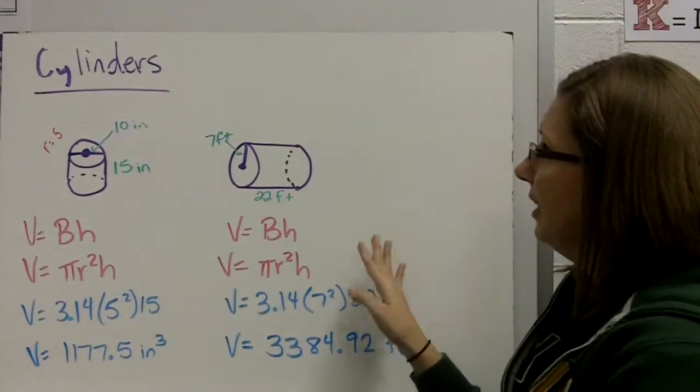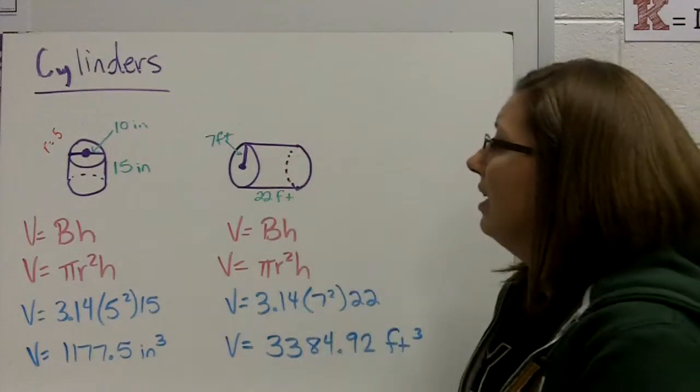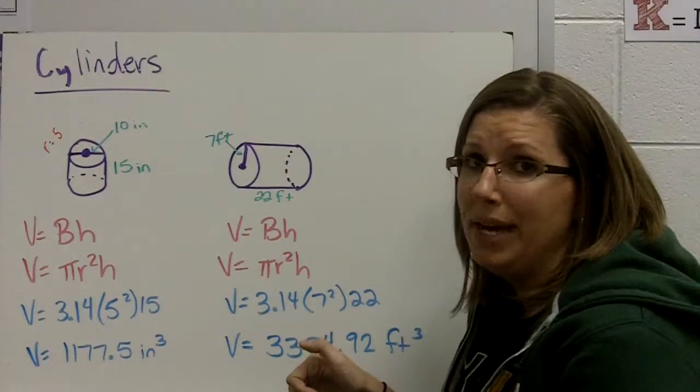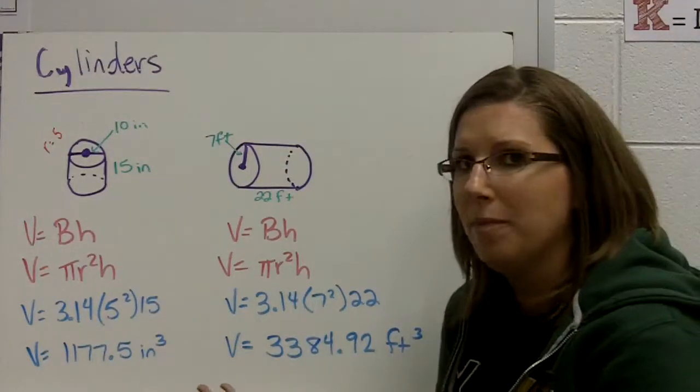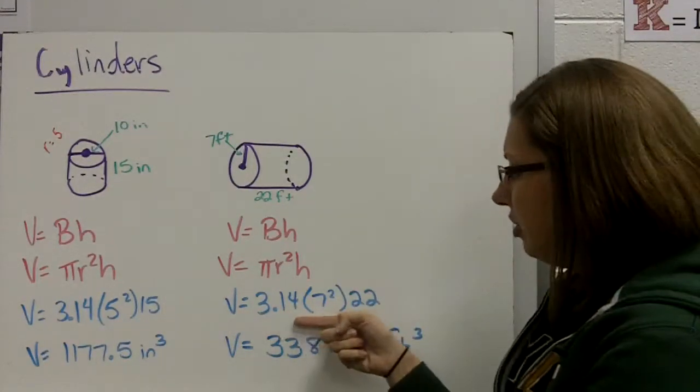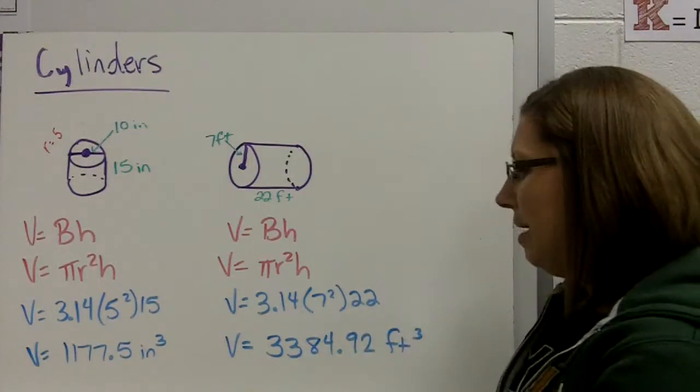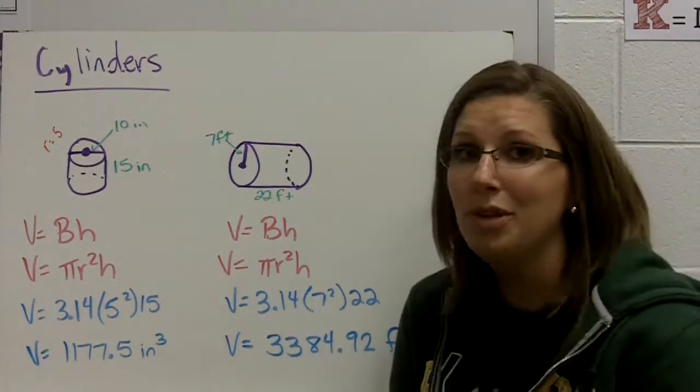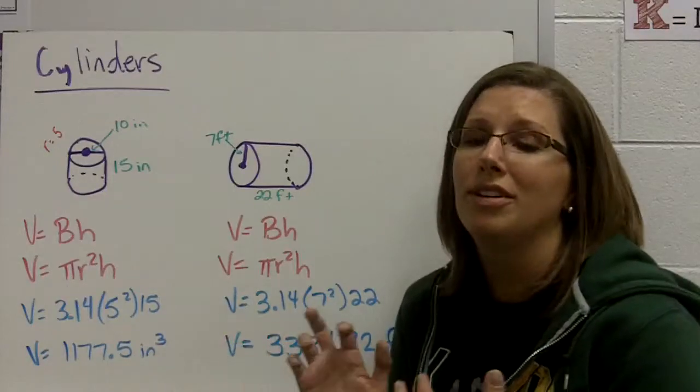And this last one here, I've got a cylinder, but it's not on its base. We just treat it the same way. Pi r squared h, fill it in, and I've got my answer. I hope this helped you find volume of cylinders and prisms.